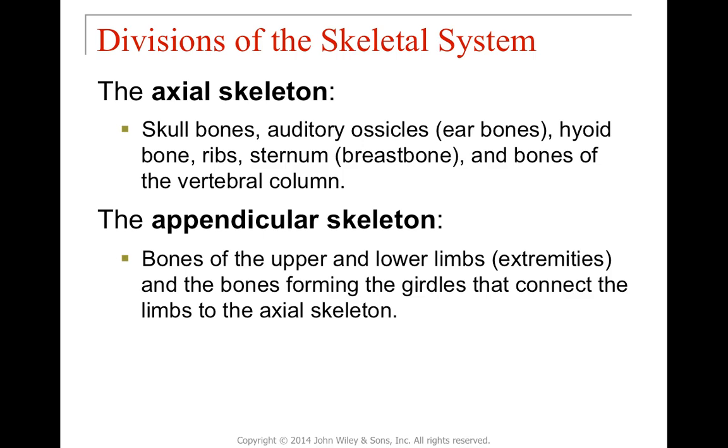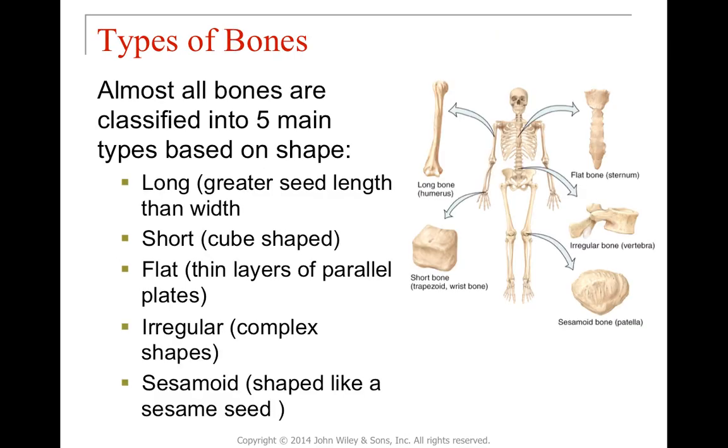The appendicular skeleton is basically going to be all of the long bones. So bones of the upper and lower limbs, so your extremities, right, your arms and your legs, and all of the bones that form the girdles that connect the limbs to the axial skeleton. So that includes, for example, your pelvic bones.